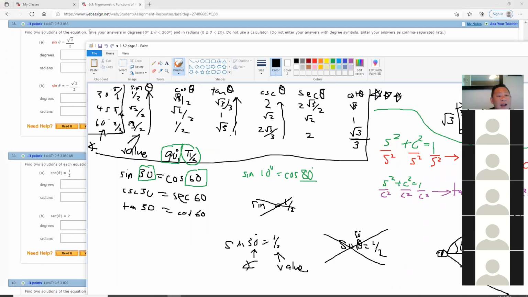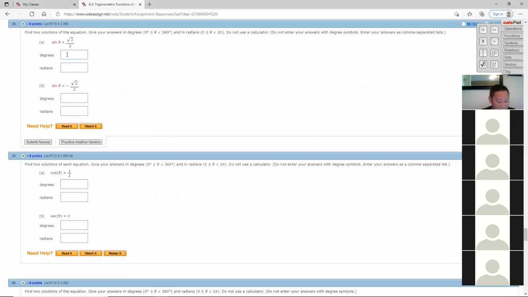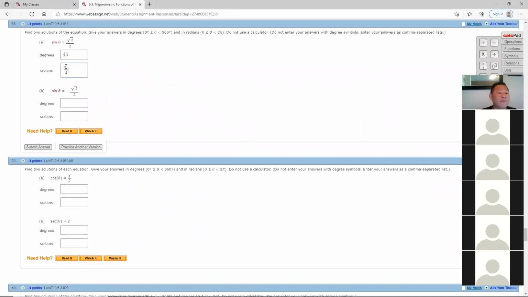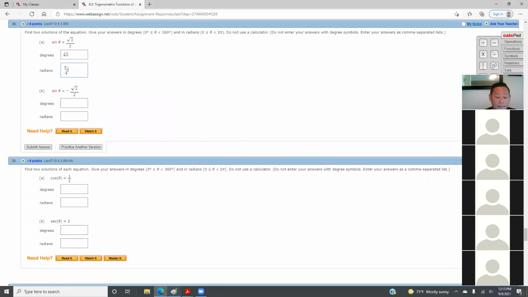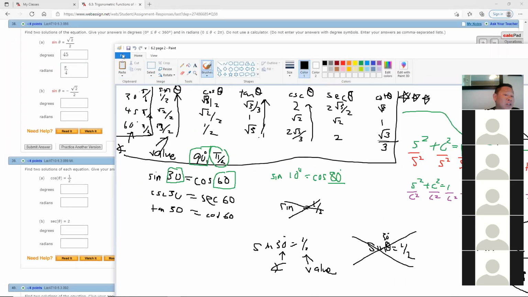So this question is kind of the opposite of what we did early on. √2/2 for sine is 45 degrees and pi over 4. So your answer in this case is 45 degrees or pi over 4. This is what we did last time in 6.2.